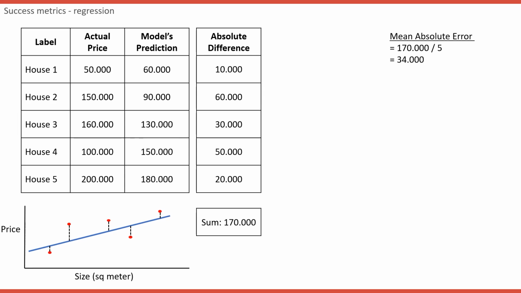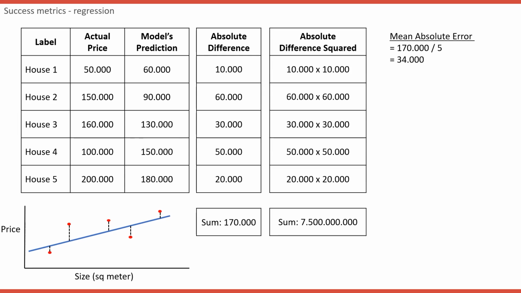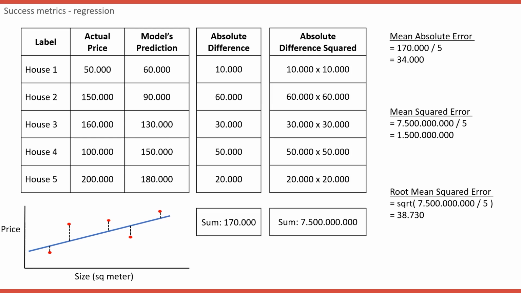Cool. Now to calculate the mean squared error, we need to take the square of these differences. Then we average these squared differences and here we get 1.5 billion as our mean squared error. This number is a bit difficult to grasp, so let's take the square root of this value, which gives us the root mean squared error.